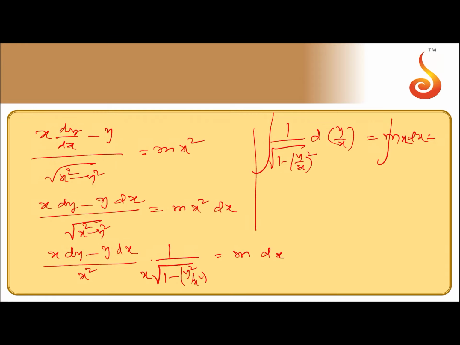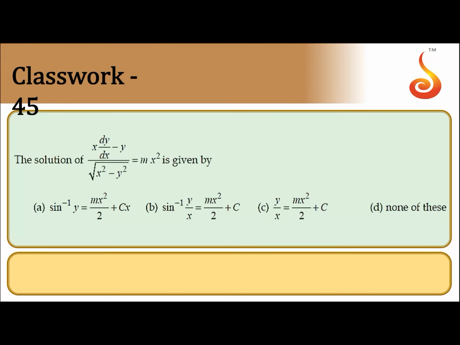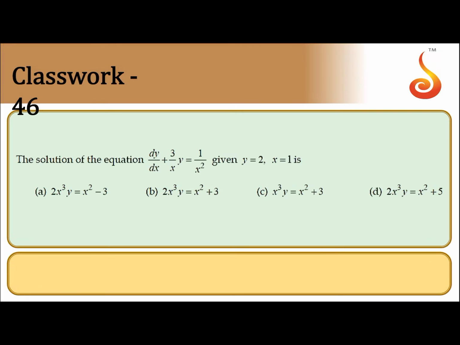Yes, now integrating both sides, integral plus constant, and this is sine inverse of y by x, and that is equal to m x square by 2 plus constant. Sine inverse of y by x equals m x square by 2 plus constant. So the answer is B.